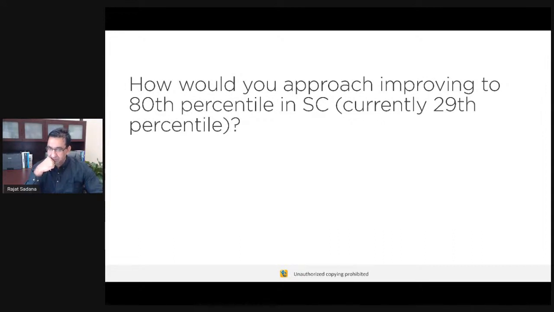Now, here is my other question. If you don't know this, I'm going to tell you how you can figure that out. But the second question is, how would you approach improving to that 80th percentile in sentence correction, where you're currently at the 29th percentile? If you're at the 29th percentile currently, what would you do if you want to get to that 80th percentile score?